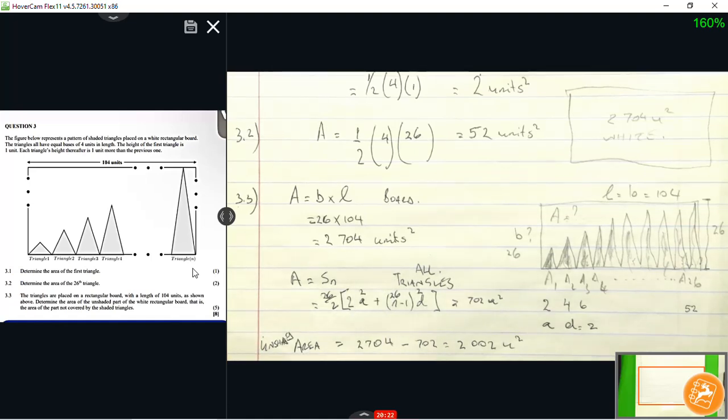In 3.3, when they start to make the statement, what do they say? They say the triangles are placed on a rectangular board. So the first thing is, what is a rectangle? Then I started to draw. A rectangle is this type of shape. Then they say with length of 104 units. Now I must make up my mind about whatever is missing.